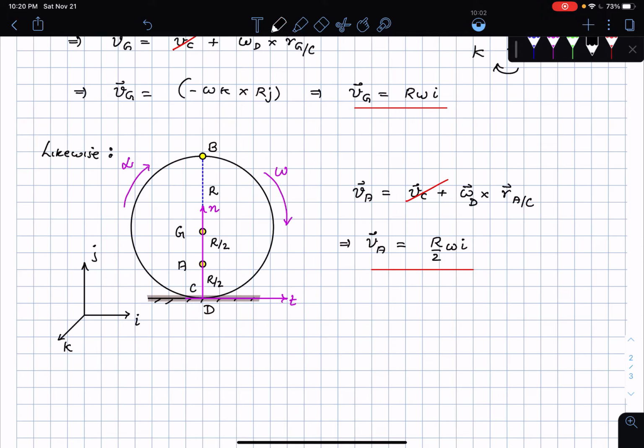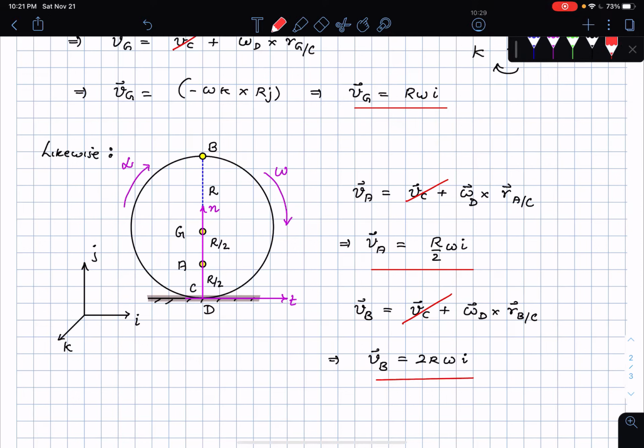And then likewise I can say that velocity of B is equal to velocity of C plus omega of the disk crossed with r B slash C. If I complete this out, velocity of C is gone, write the position vector and so on, then you will end up getting velocity of B is equal to 2 times r times omega in the I direction.